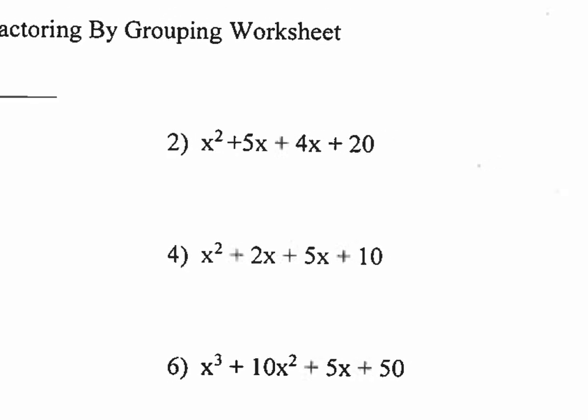All right, number 2. Group these. What could I pull out of the first group here? An x. That's the biggest thing I could pull out of both of those, just a single x. If I take an x out of x squared, what's left? x. And if I take an x out of 5x, what's left? A positive 5.